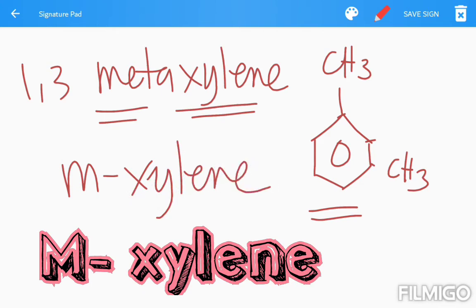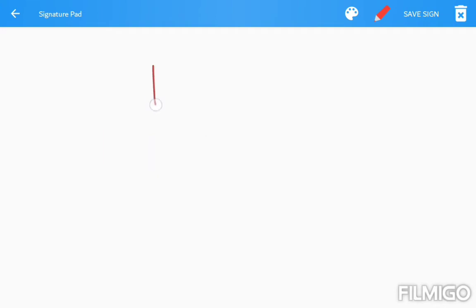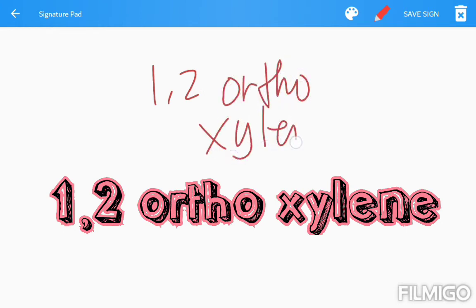Okay? So for example, I have 1, 2 ortho silane. So how can I draw the structure of orthosilane, or as simple as O-silane?